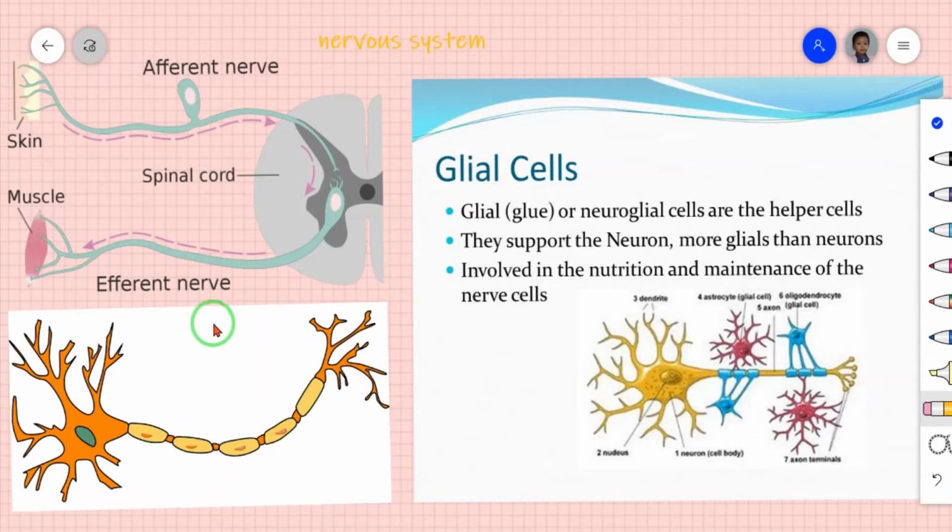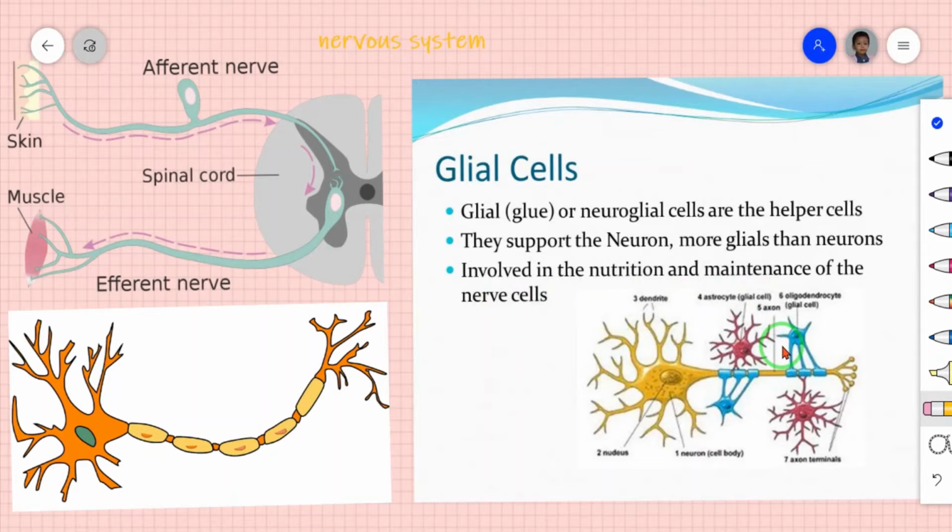Second one is neuroglia or glial cells. These cells are the helper cells. They support the neuron; there are more glial cells than neurons. They do not initiate or conduct nerve impulses. These are the supportive cells. These cells are involved in the nutrition and maintenance of the nerve cells.